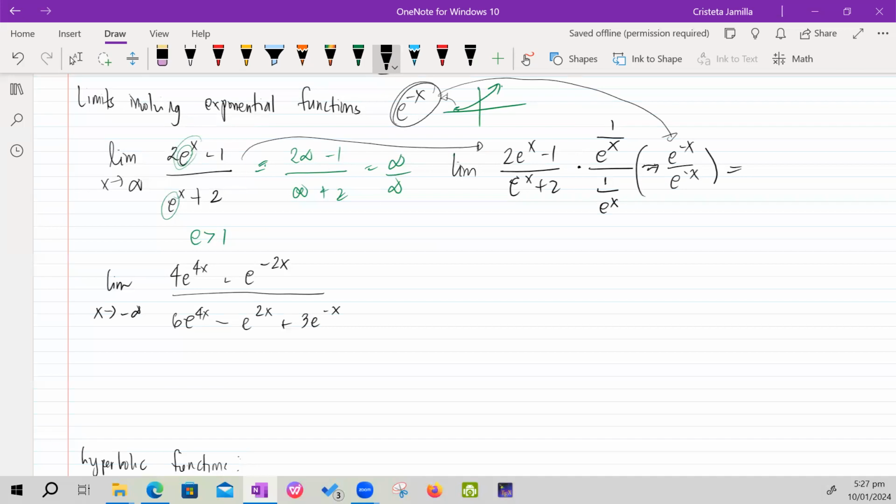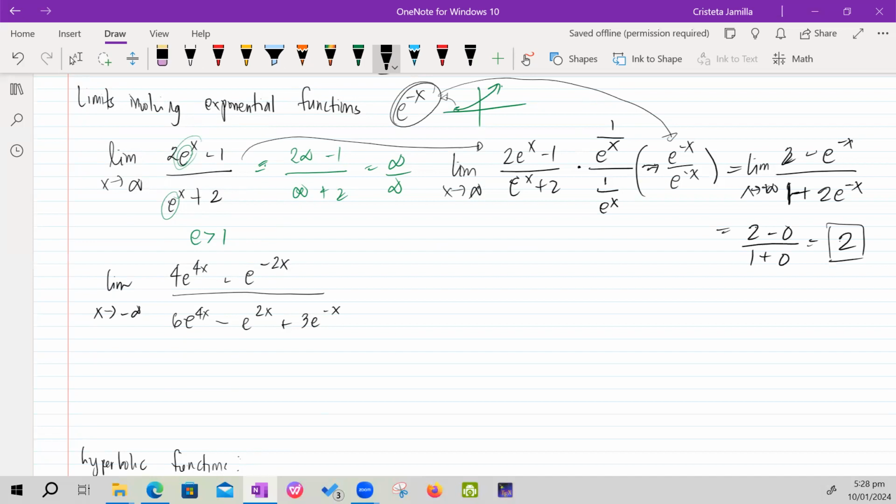So simplifying, we'll now have the limit of 2 minus e raised to negative x all over 1 plus 2e raised to negative x, as x goes to positive infinity. And now, evaluating this limit, we will have 2 minus 0 over 1 plus 0. Therefore, the limit is 2. So that is it for the first case.